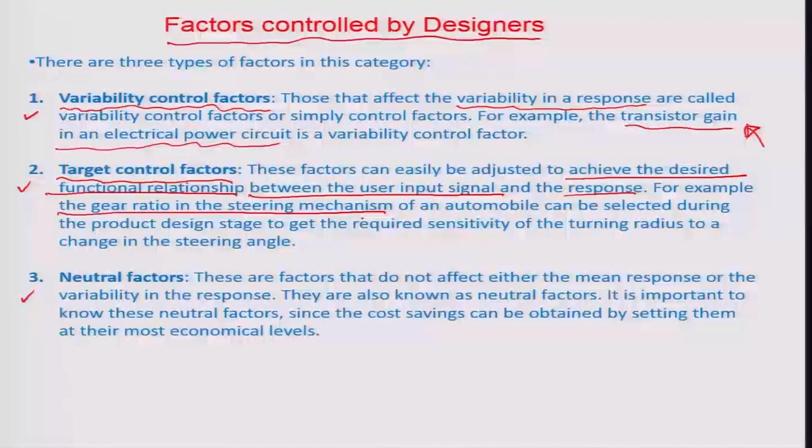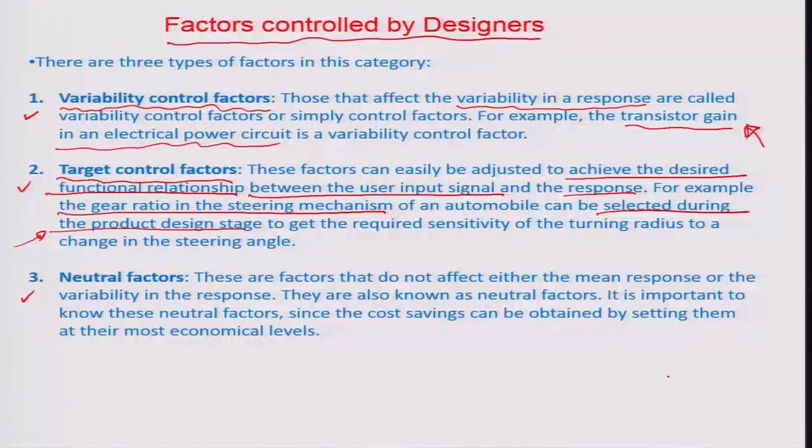So if there is a factor which actually helps you to achieve the target faster in between, that's called a target control factor. You can think about the gear ratio, for example, in a steering mechanism of an automotive, and it can be selected during the product design stage itself, where you can get the required sensitivity so that the user is always happy.